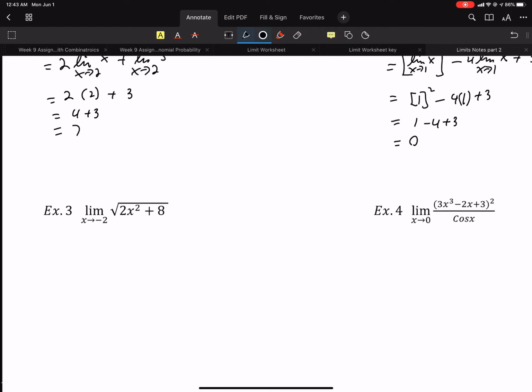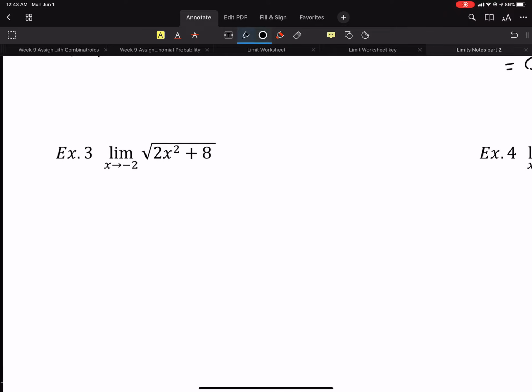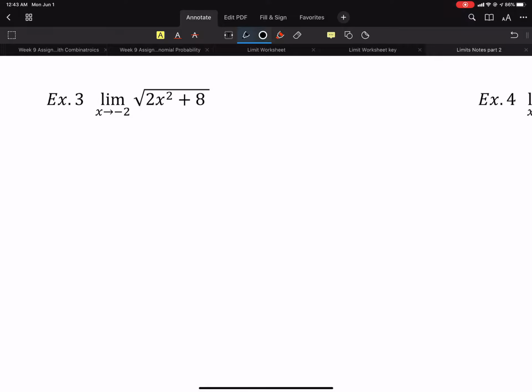All right. Next example. Okay, this is the one. I'll let you use the polynomial rule on the inside since it's not a straight polynomial. So go ahead and pause and try this, and then you'll see my example.